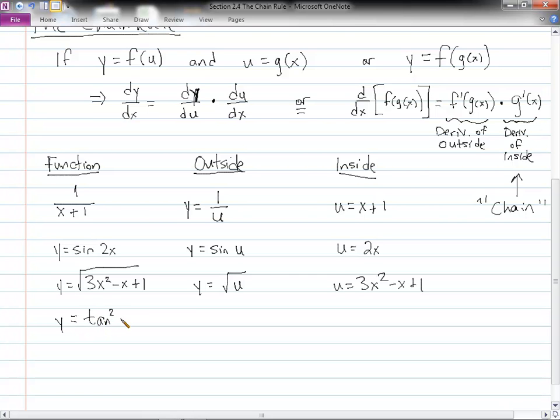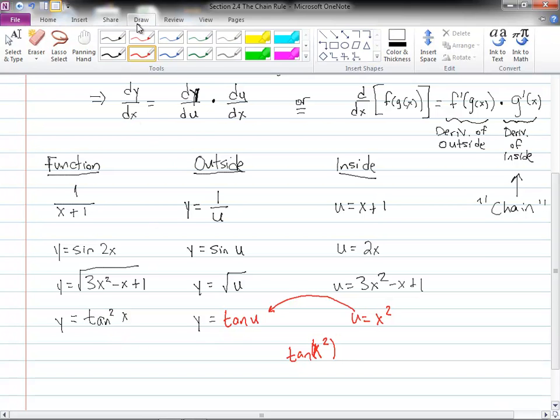Tangent squared of x. Now this one's a little tricky. What's the outside function? U squared. Now if you thought tangent of x, think through, don't write this down yet. In fact, I'll write this in red. If I wrote down tangent of u here, and then I put u is equal to, say, x squared, the problem is that's tangent of x squared, when I plug this into there, which is not what my original function was.